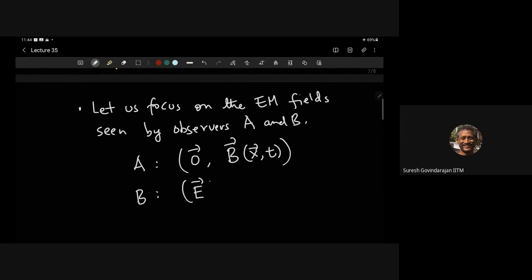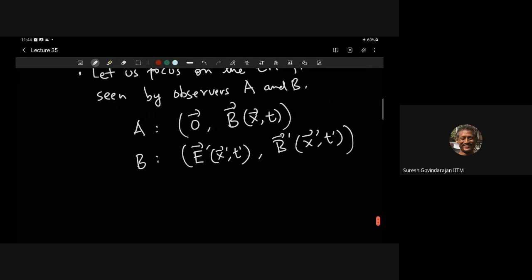E prime, and it will be measured in some electric field, some magnetic field. This is a general form. I'm not saying anything. Okay, so the question is, what should this be?